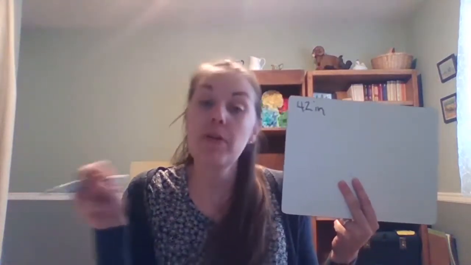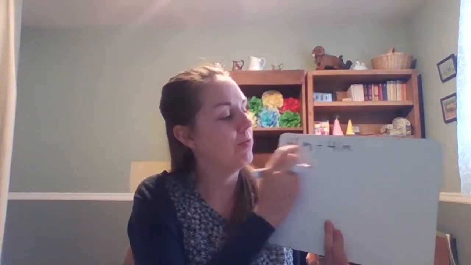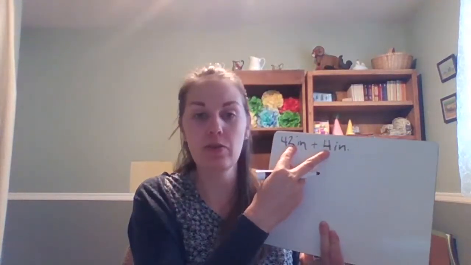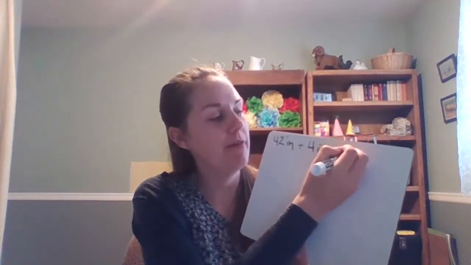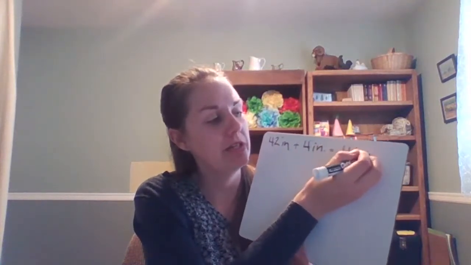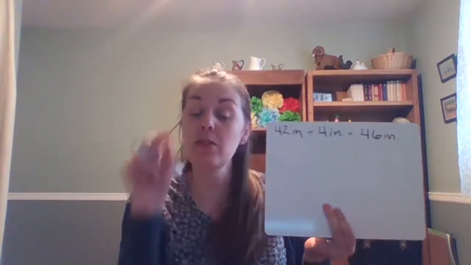But we also read in our problem that 42 inches was Julia's sister's height at the last check-in, but she's grown 4 inches since then. So I'm going to add 4 more inches onto her height. So I have 42 and 4 more. I'm going to once again go ahead and look at those 1 places. 2 and 4 I know make 6. So together I would have 46 inches as the height of Julia's sister. So that's her total height.